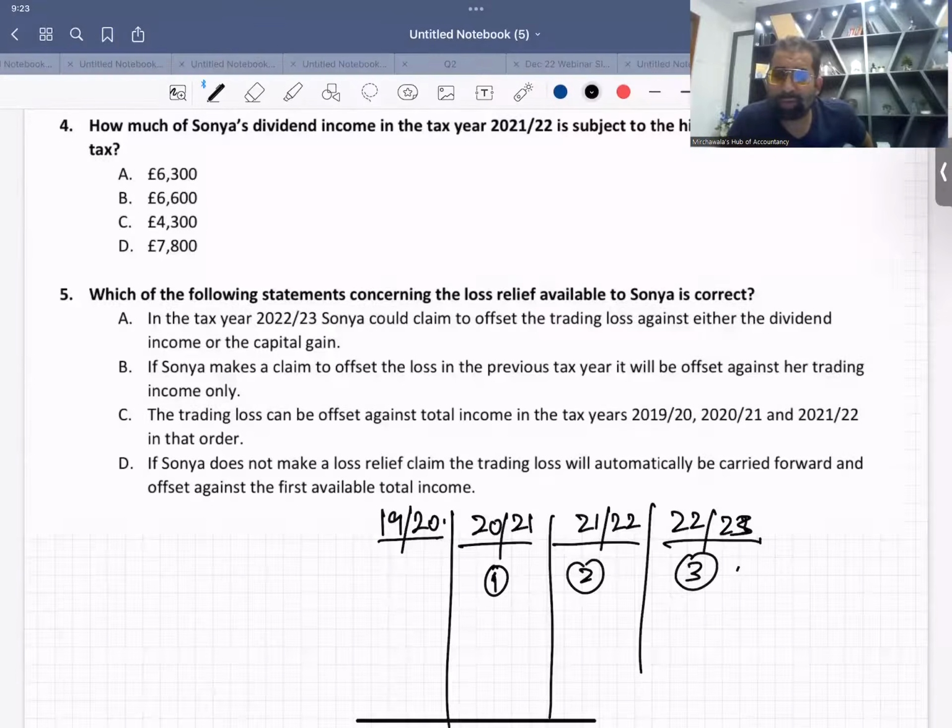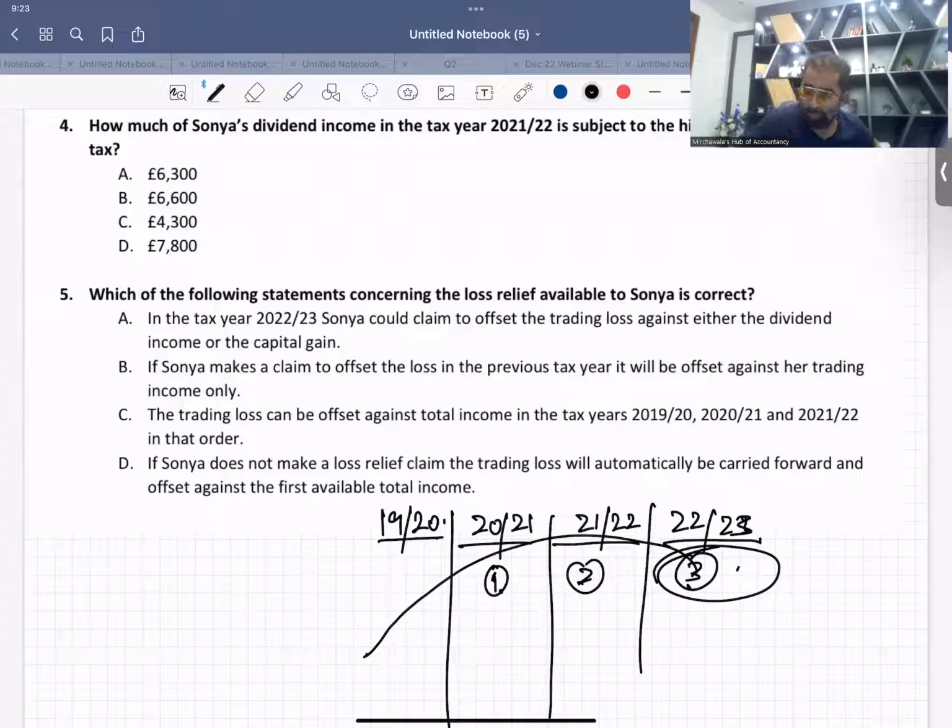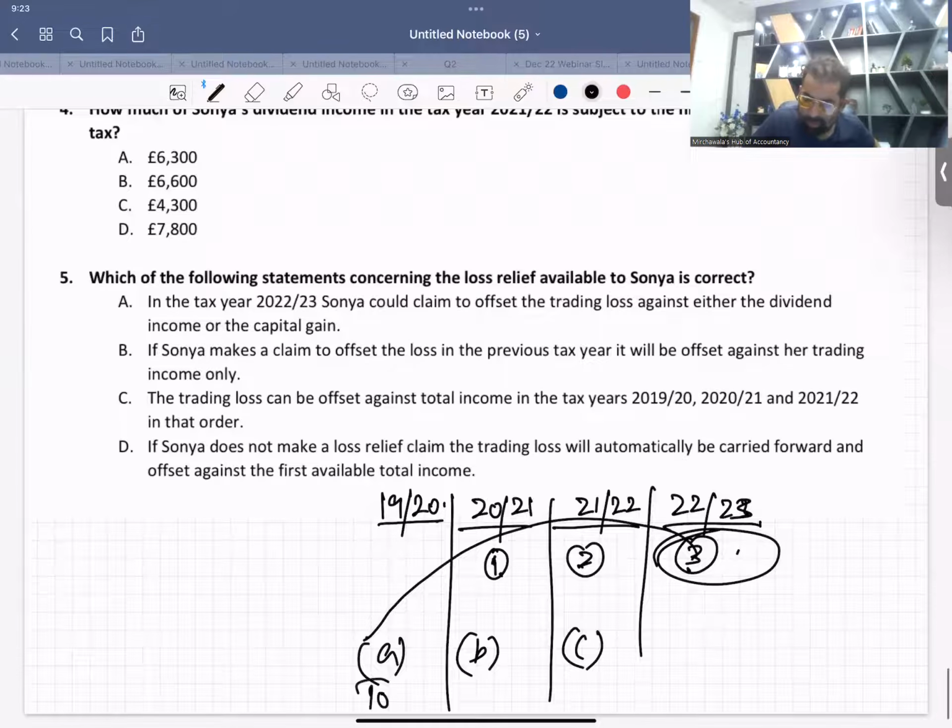So if you have losses in the first 4 fiscal years of trade, that means 1, 2, 3, yes, 22-23 lies in the first 4 fiscal years. So yes, you can straight away go 3 years back. From 22-23 to 19-20, this, then this, and this, and you can easily set off against total income.